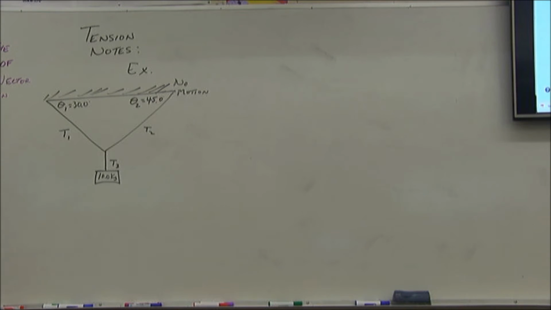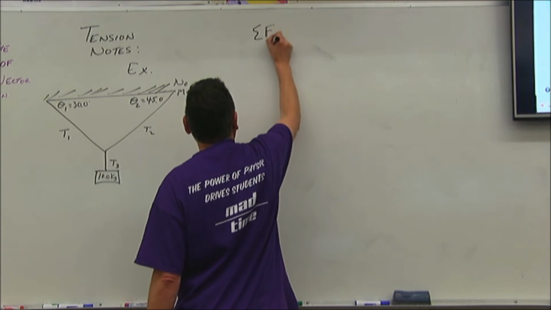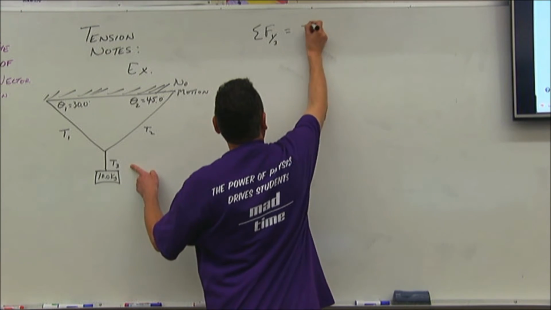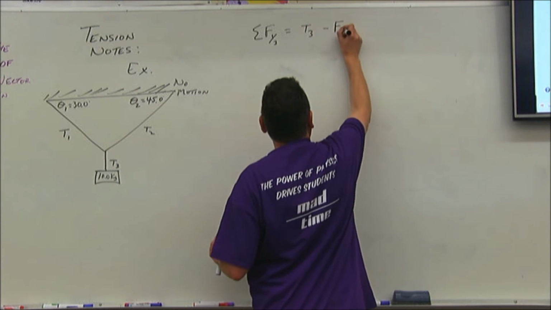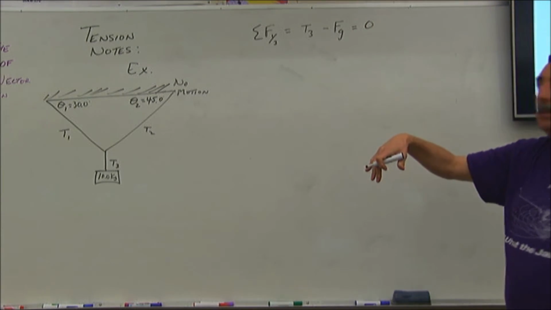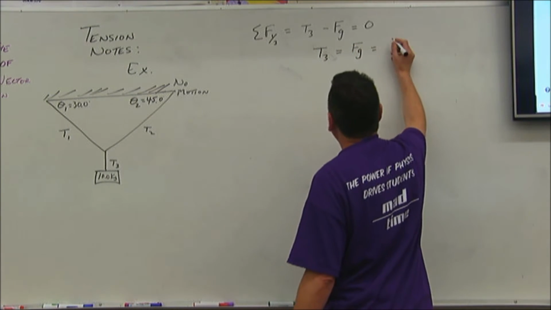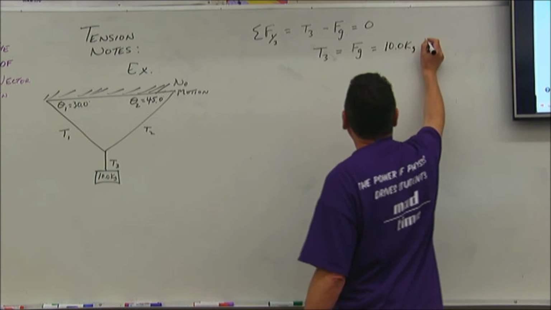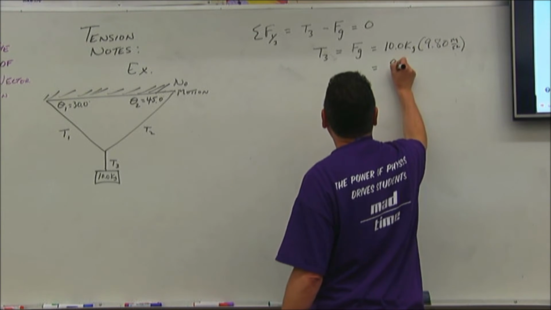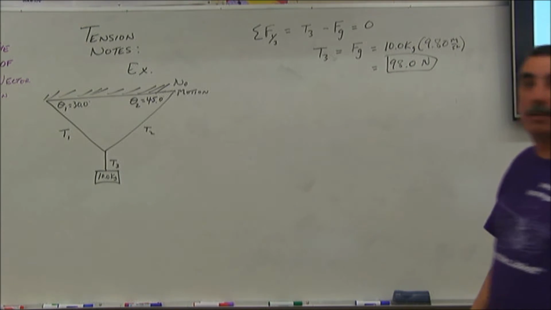The cool thing is you can handle tension 3 immediately. So the sigma Fy3, you can find the tension for that one, poof, because that's just going to be T3 minus Fg equals 0 because there's no motion. And T3 equals Fg, which is going to be 10.0 kilograms times 9.800 meters per second squared, and 98.0. Not bad, right?